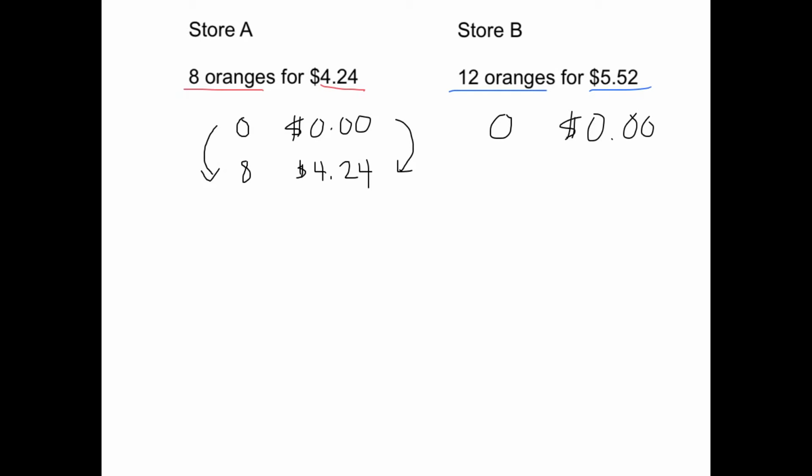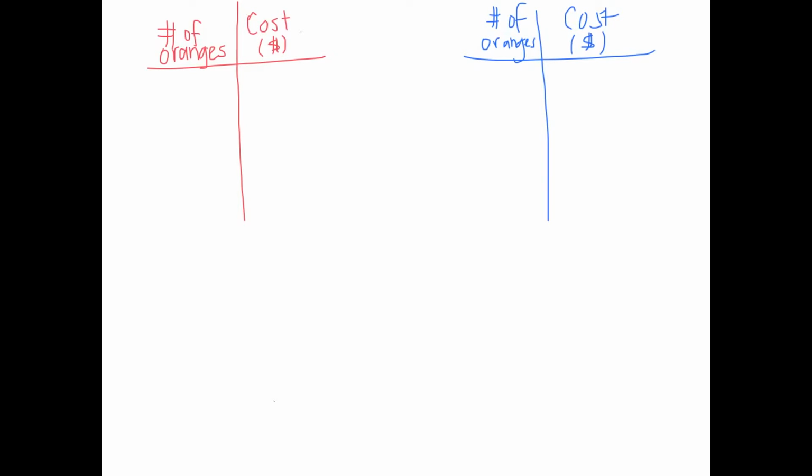Let's use this relationship to build our table of values. We're going to put number of oranges in the left column of the table because it's our independent variable. And we're going to put cost in the right column because it's a dependent variable. The cost depends on the number of oranges we buy. The more we buy, the more we're going to spend. So let's write down some information we already know. We know that 0 oranges costs no money for both stores.